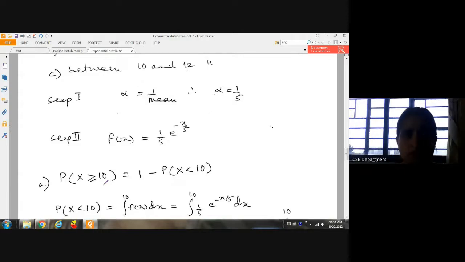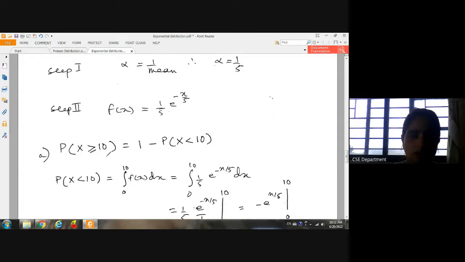Every value of x to probability, if you integrate it, or add it up, or in the continuous case integrate it, you will get 1. So from that total, you subtract the part we don't want. So x greater than 10 means what part we don't want? Between 0 and 10 we don't want. So we subtract the probability that x is less than 10.